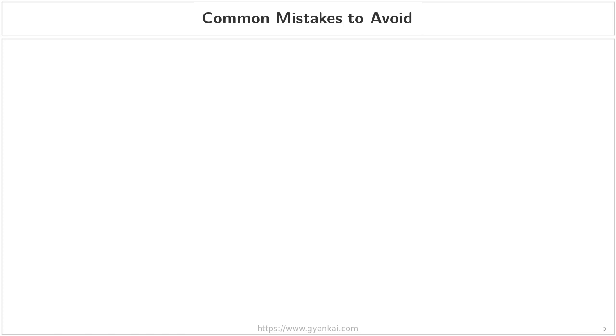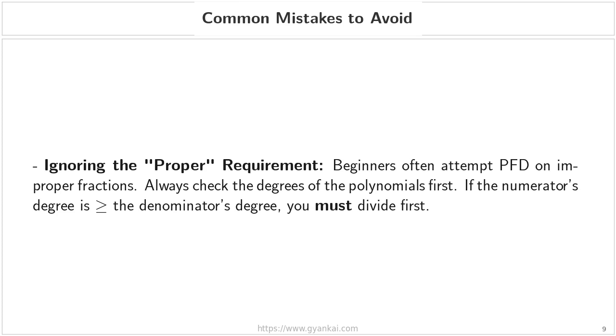Common mistakes to avoid. First, we have ignoring the proper requirement. Remember from earlier slides, a rational function is just a fraction where both the numerator and denominator are polynomials. Before you even think about starting the decomposition, you absolutely must check if your fraction is proper. What does that mean? It means the degree, that's the highest power of x, in the numerator, must be strictly less than the degree in the denominator.